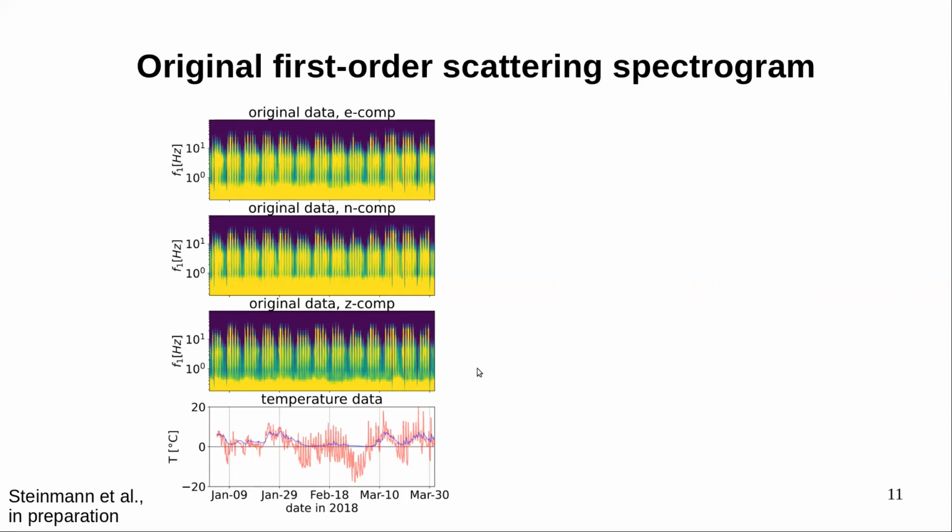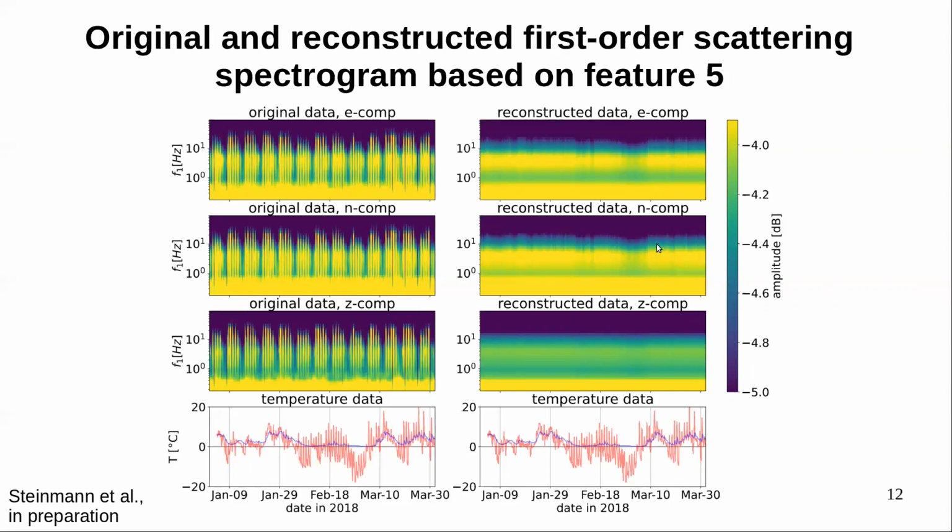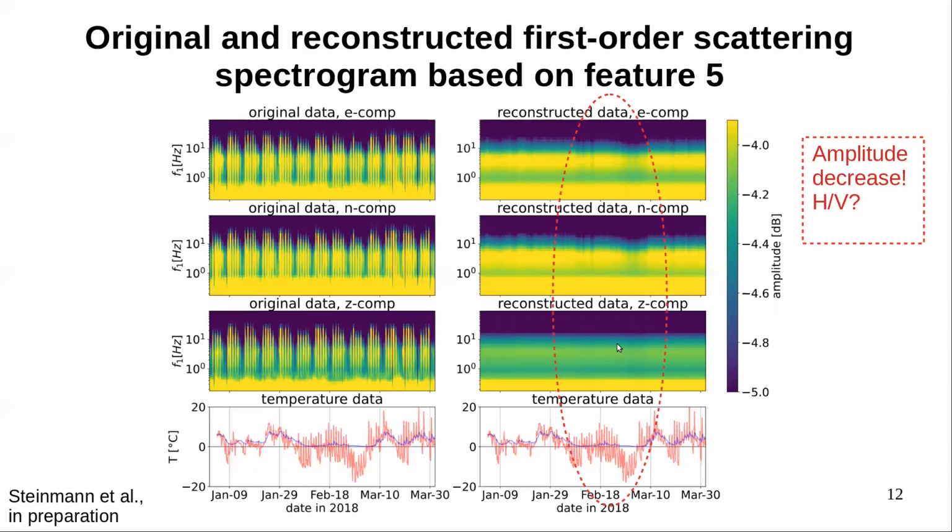So now if we look at the reconstructed data based on feature 5, first of all, we see that the fringes disappeared because we muted all the other features, which means we also probably muted the urban signature. But now what we see are these amplitude decreases, especially on the horizontal components, but also a bit on the vertical component. And it's stronger for the end of February than for the beginning of February. So this is our signature. We have an amplitude decrease on all 3 components. However, it seems that it's strong on the horizontal component. So this just suggests that there's something going on with the H/V ratio.